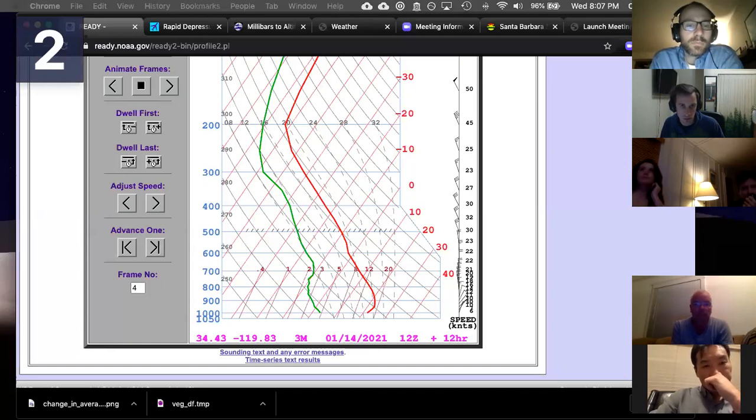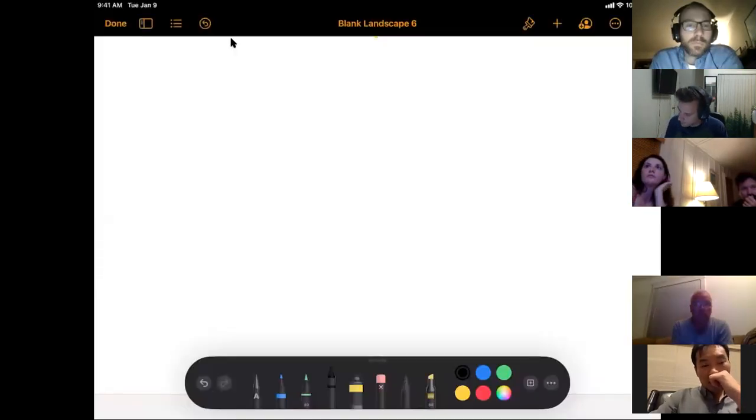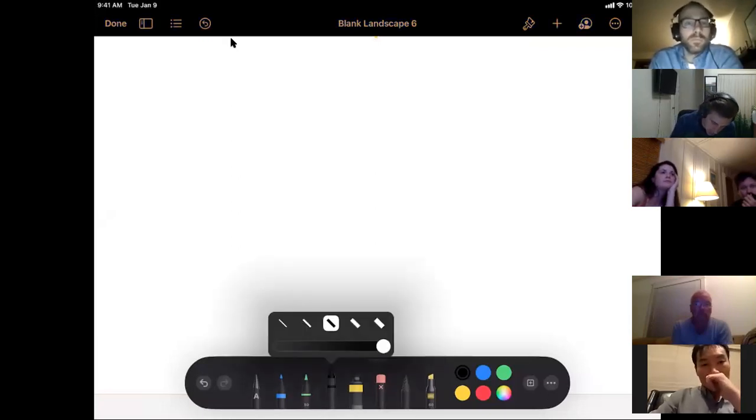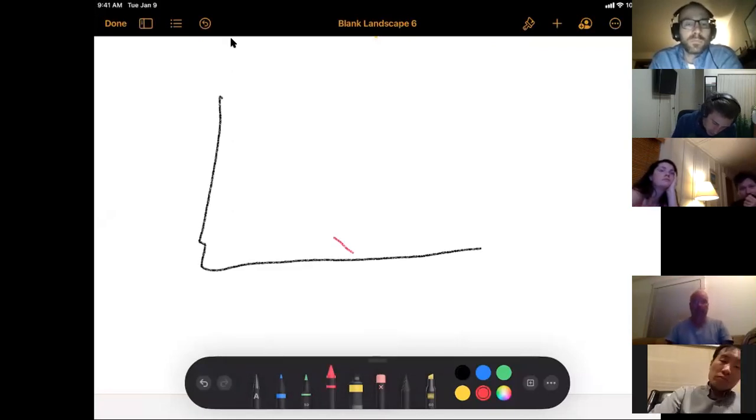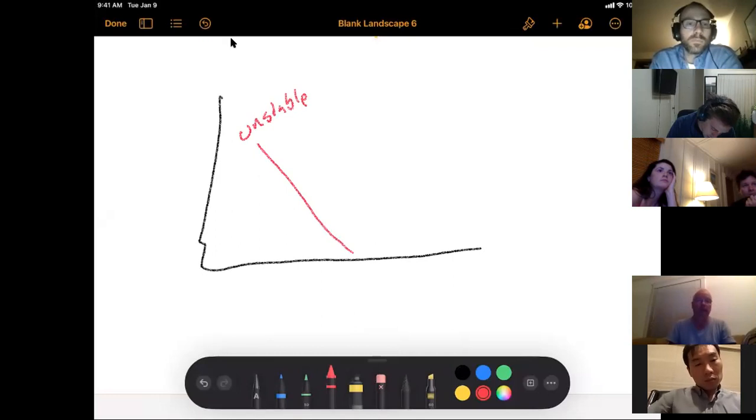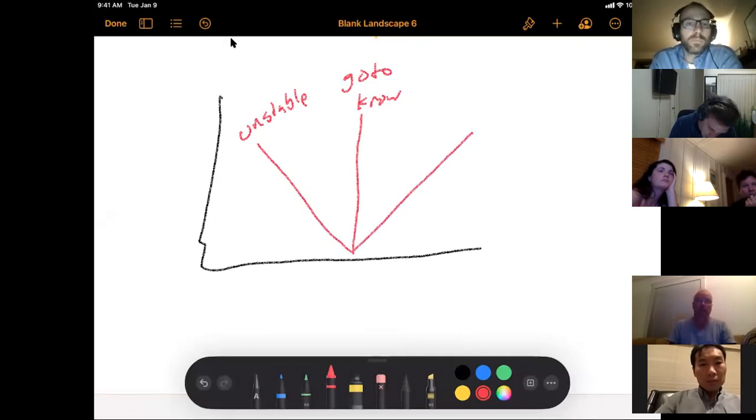Okay, so now, just to make sort of like a visual representation. If we have that red line being like this, this is unstable. This is my go to no. And this over here is stable.